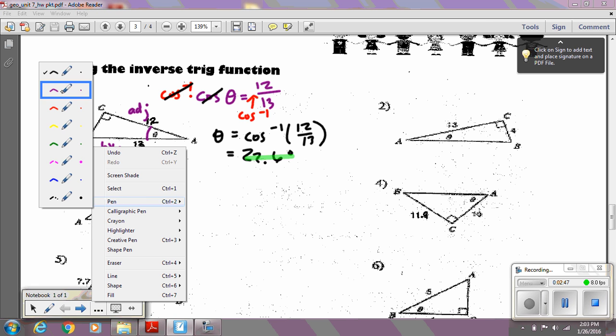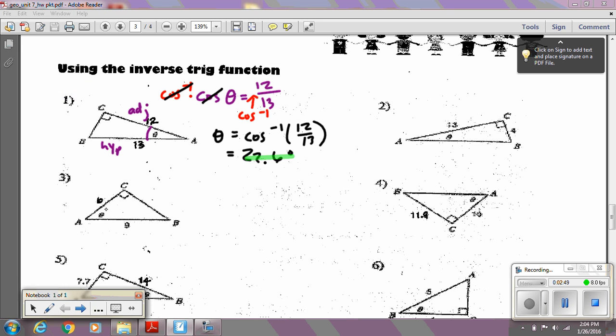All right, let's work on the next one, number 3. Theta is down here in this corner. And since that is theta, I have the adjacent side again, which is 6. And then I have the hypotenuse, which is 9. So I can use cosine again. Cosine of theta is equal to adjacent 6 over 9 hypotenuse.